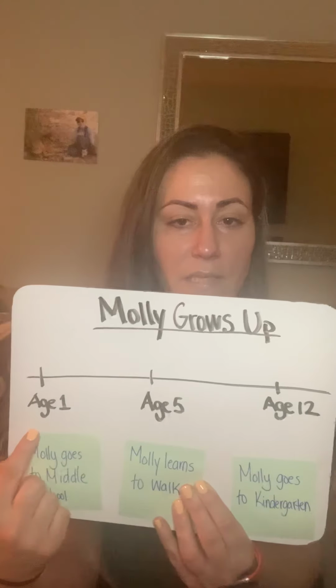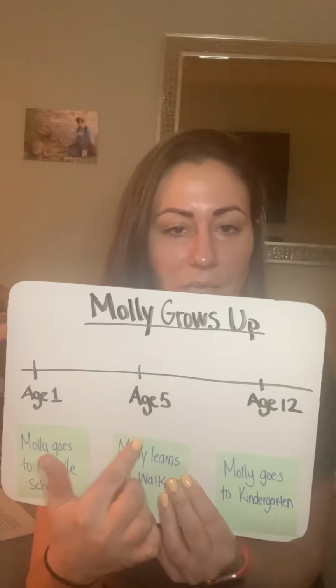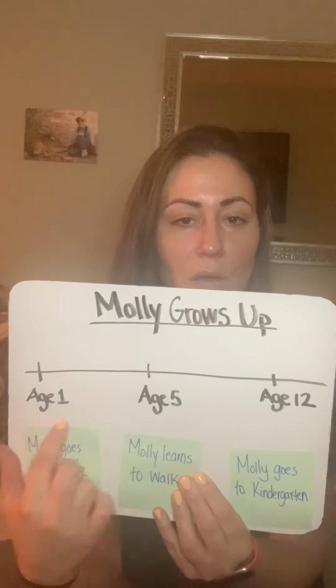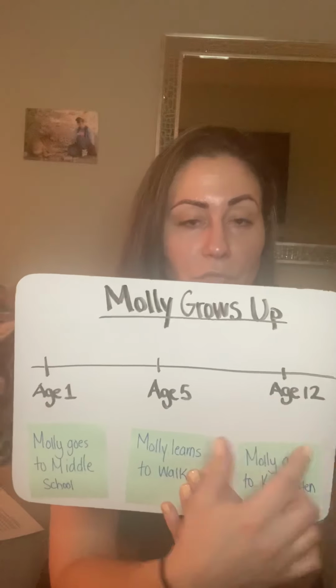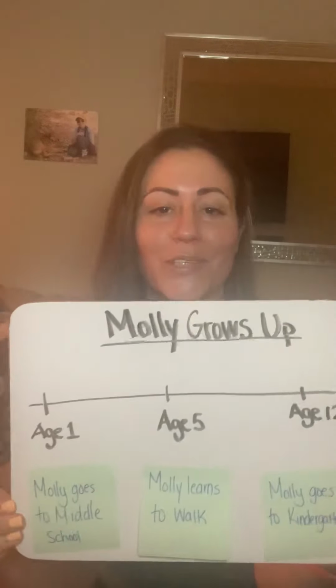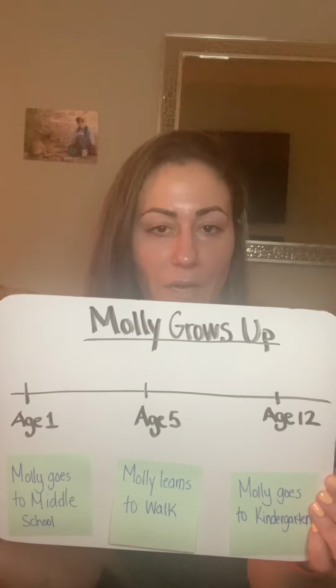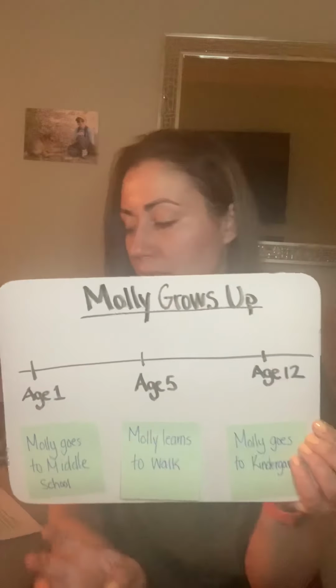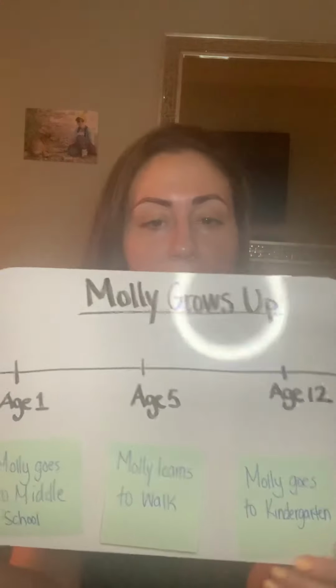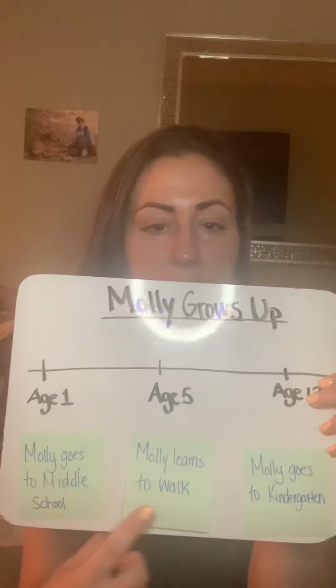And we see it's labeled age 1, age 5, and age 12. So you start at age 1 and you work your way up. So from right to left. From left to right. It looks backwards. From left to right, the same way that you would read a book is how you would read a timeline. Okay, so on the timeline, there's three ages, and underneath I have a Post-it of 3 life events.